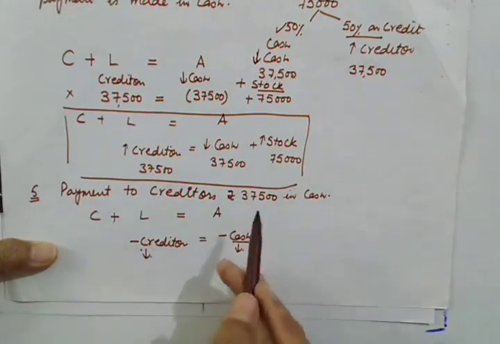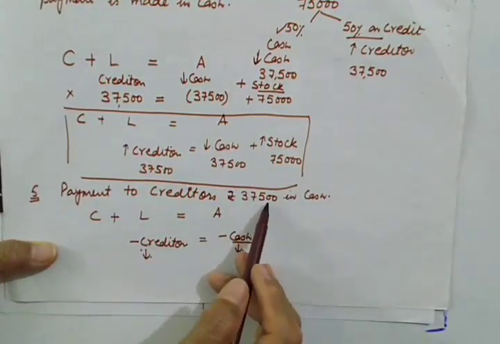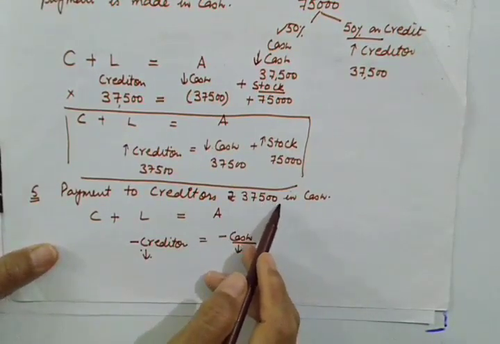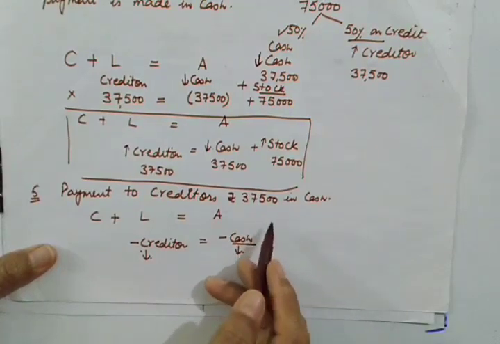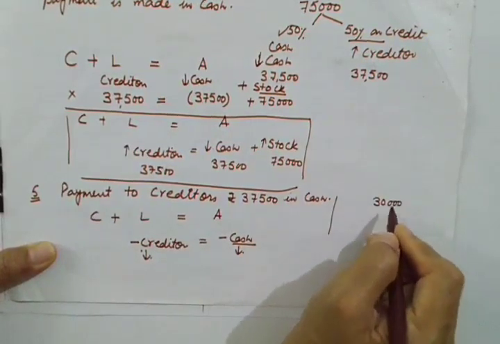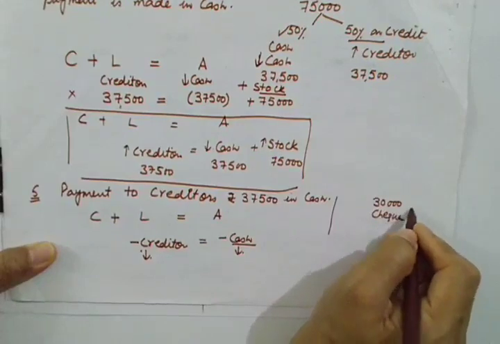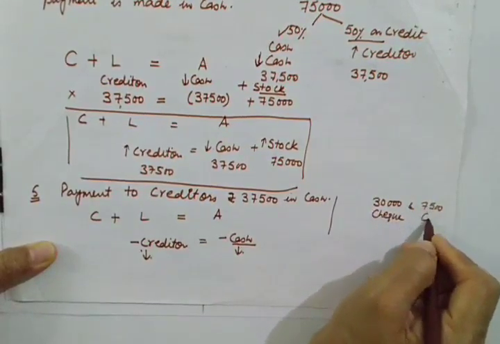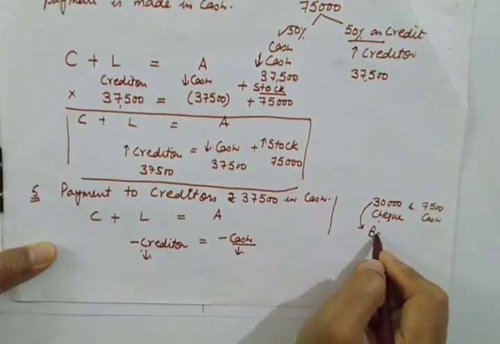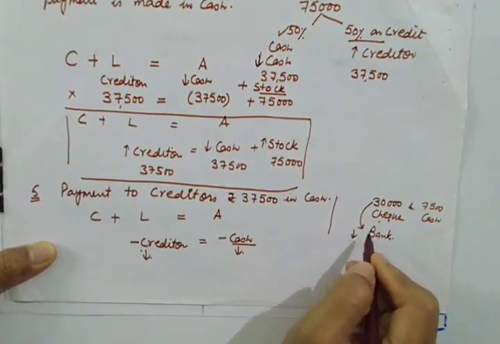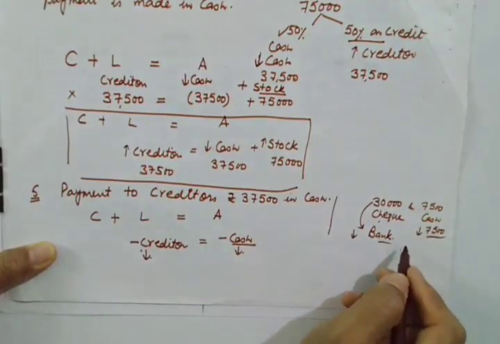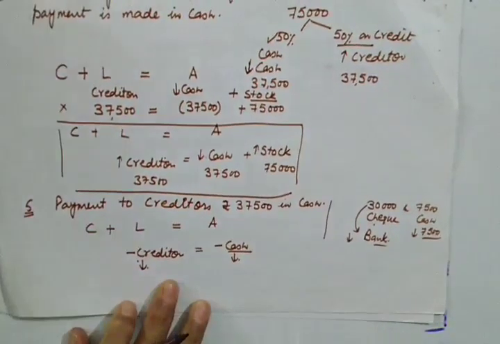Now in this case, suppose he is making partial payment through cash and partial through bank. This is also possible. So suppose he is paying 7,500 in cash and 30,000 by check. You will do likewise. So my transaction is, he is paying 30,000 through check and 7,500 through cash. In this case you will reduce your bank balance by 30,000 and cash balance by 7,500. I hope this fifth transaction is clear to you.